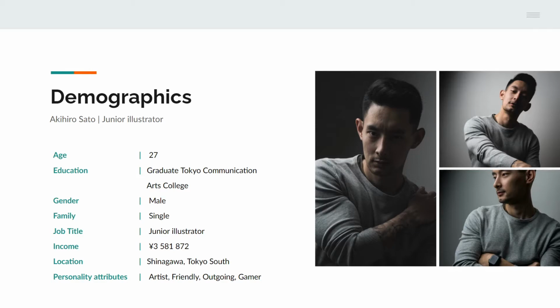So for example, he's 27 years old. He's a graduate at Tokyo Communication Arts College. He's male, single. He's a junior illustrator. We know that already. I've already written down his income, because if you're marketing to people and you're not sure what their income level is, it's kind of hard to sell them the product.